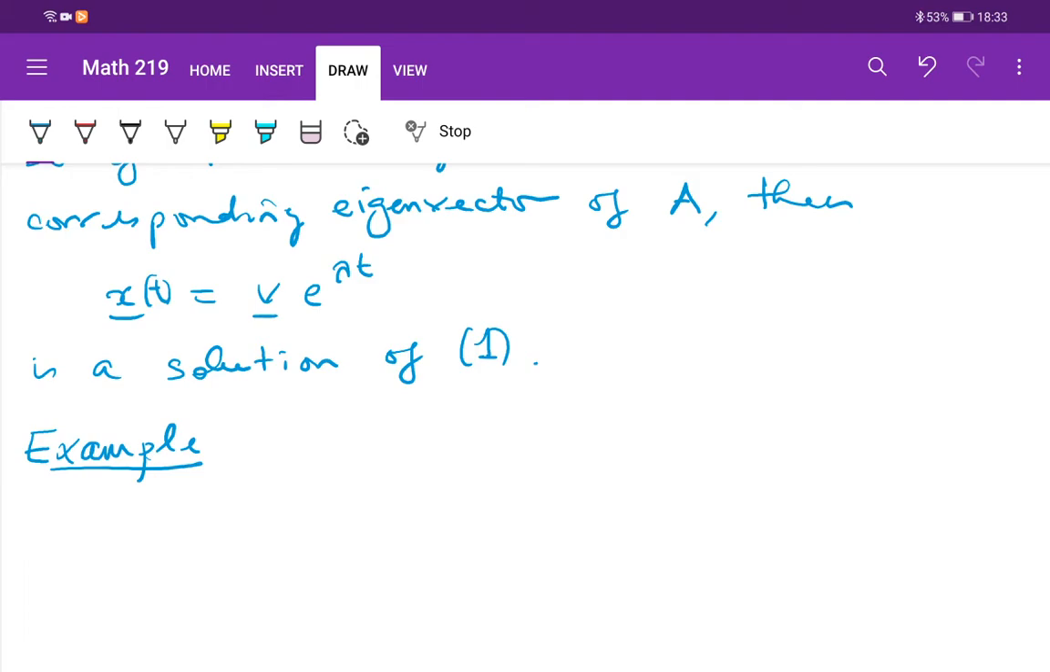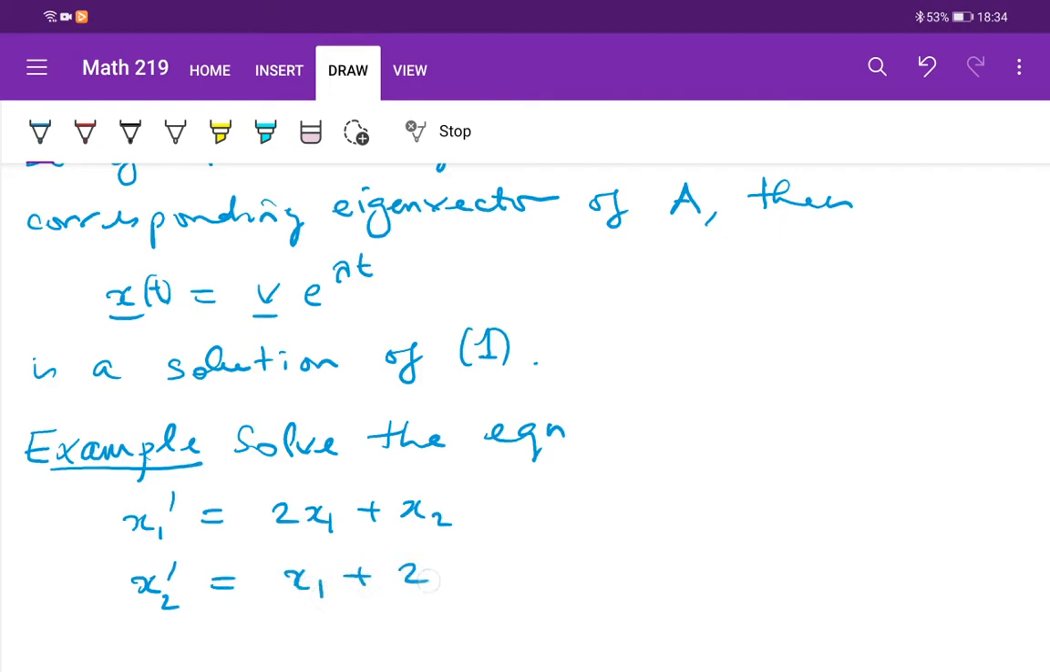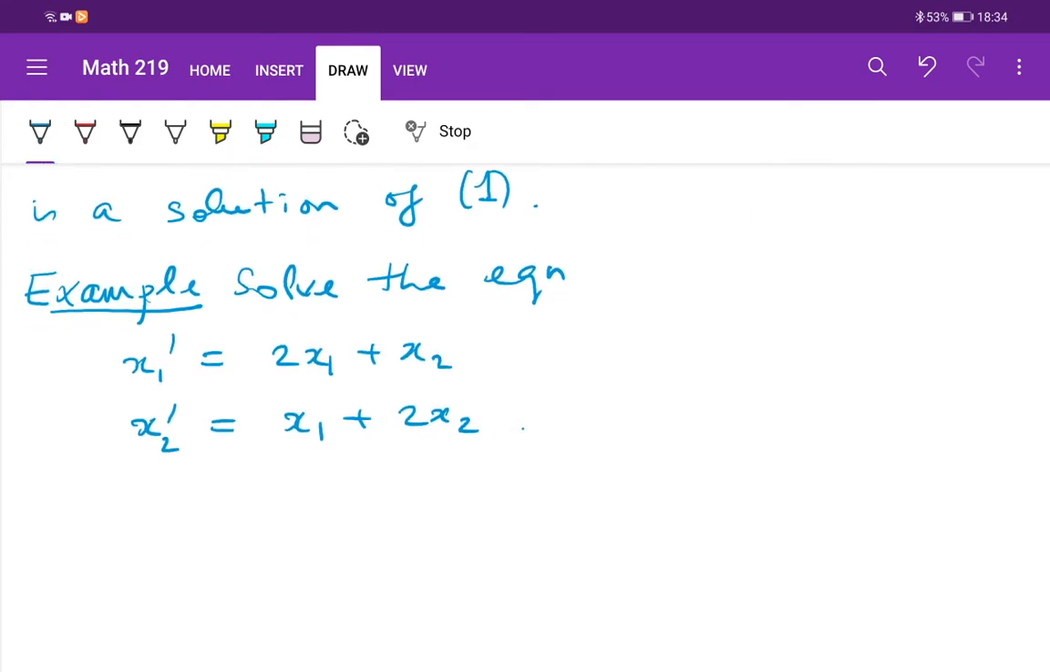So sometimes this will be enough to actually find the set of all solutions of our equation, as we'll see. Okay, so here's a homogeneous system of first order linear ODEs.